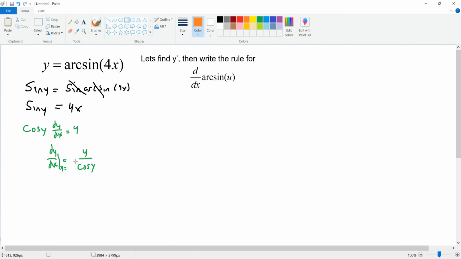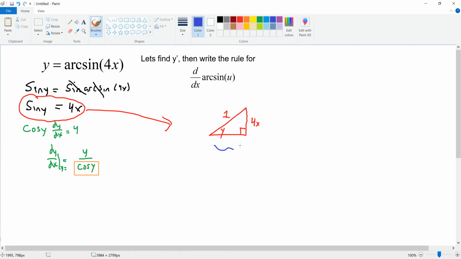What we have in the way is cosine of y. When we look at the problem, there was a relationship we had over here, sine of y equals 4x. If we use this in SOHCAHTOA and draw a right triangle, and we use our reference angle as y, sine is the opposite to the hypotenuse, which would be 1. So here I have the triangle drawn for that relationship, and then I can use the Pythagorean theorem to solve for an expression for the unknown side of the triangle.